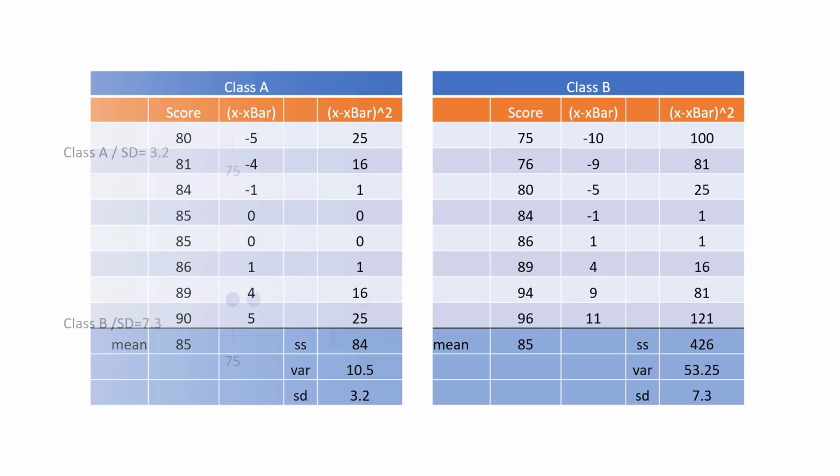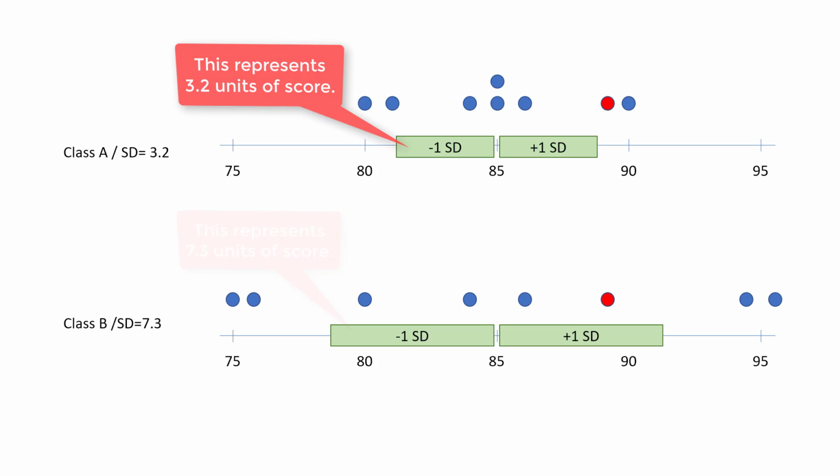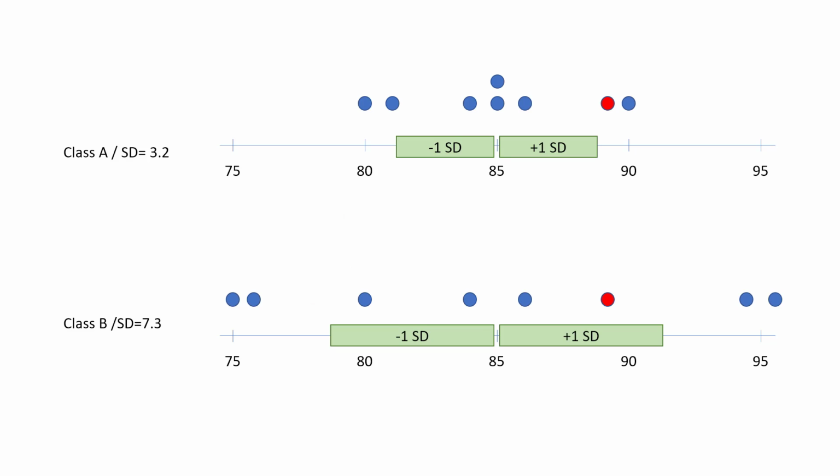Let's take a look at this graphically. Here I've laid out the scores along a number line and created a ruler that measures in units of standard deviation. The ruler is shorter in Class A because the standard deviation in Class A is less. One standard deviation in Class A is equal to 3.2 units, whereas in Class B, it's equal to 7.3 units. The red dot represents your score of 89. As the graph shows, in Class A, this score lies more than 1 unit of standard deviation away from the mean, whereas in Class B, it lies well within 1 standard deviation.